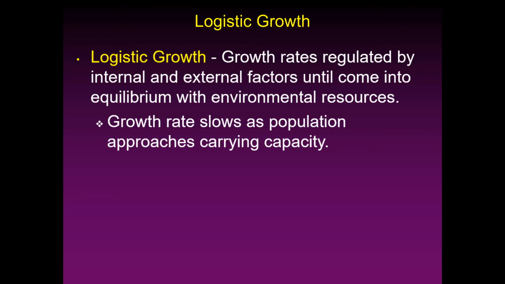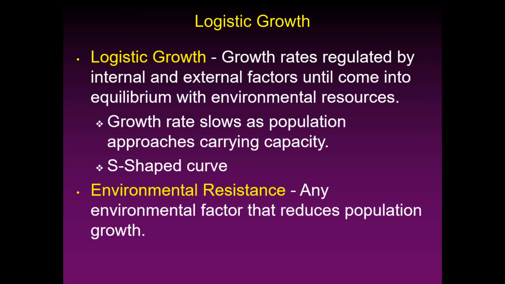So growth rates slow as populations approach carrying capacity, and it leads to that S-shaped curve that you saw in the first graph, or the second graph, I'm sorry. The first graph showed the difference between exponential and linear growth. So environmental resistance, which we saw in the second graph with the J versus S-shaped curve, is any environmental factor that reduces population growth.